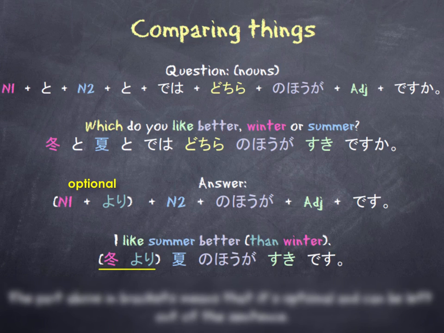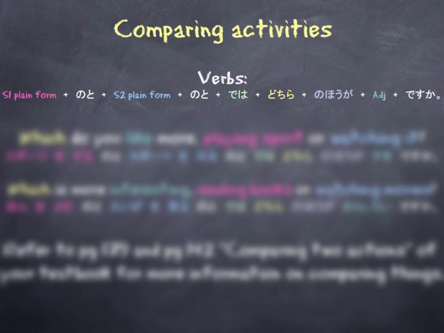Just think about it in English. If you were asked this question, which do you like better, winter or summer, you could simply reply with I like summer better. You don't need to say I like summer better than winter. But if you wish to say that, then you can just slide that in at the front there. Otherwise, you can leave it out and you can just say, for example, natsu no hou ga suki desu. I prefer summer.